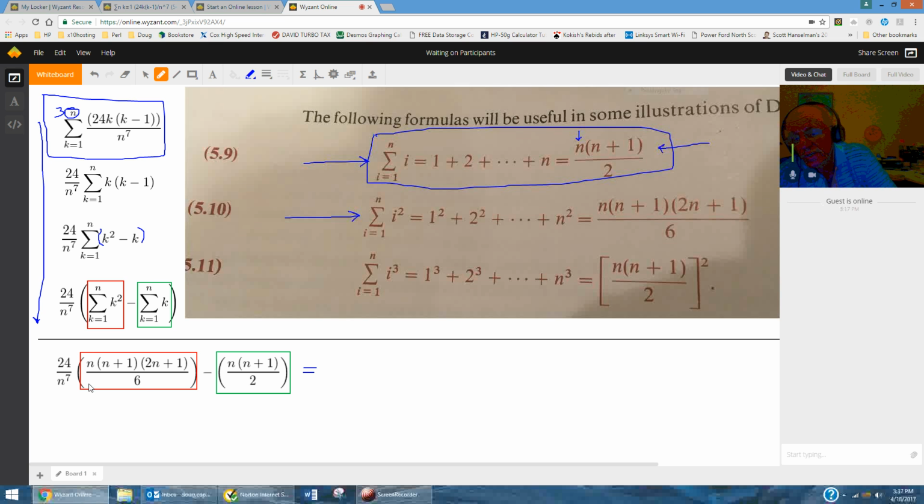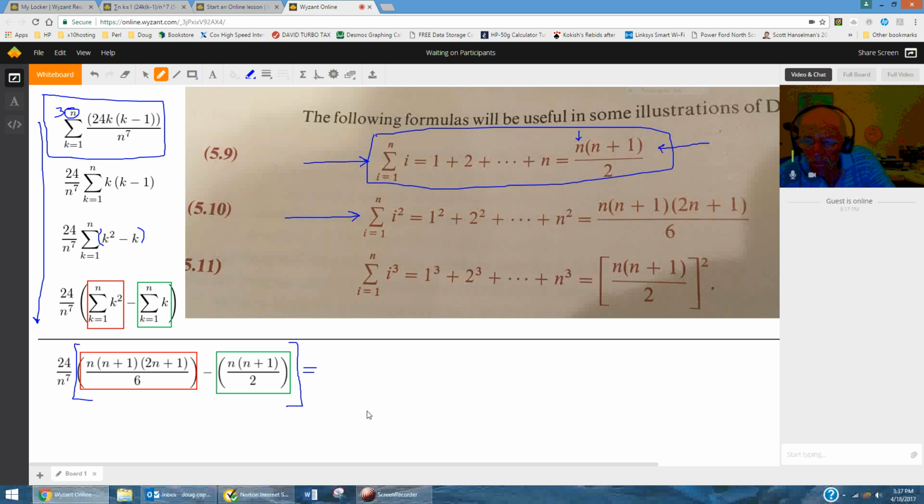I mean, this is a reasonable answer. I should have had one more. Oh no, I should have brackets here, because that 24 over n to the 7th is distributed times both terms in the parentheses.